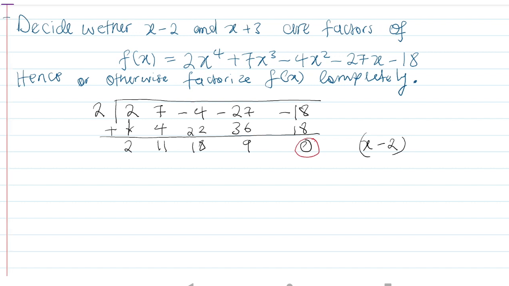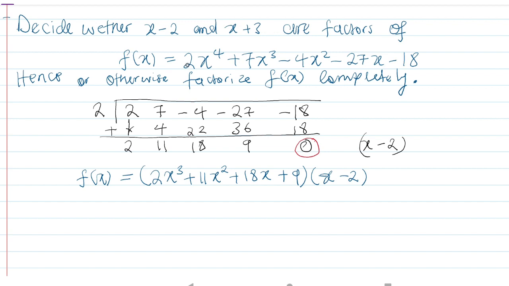Okay? Next, we are going to write the given polynomial in factor form. So we have f of x now is equal to, so this was to the power 4, we are going to reduce it by 1. So this is 2x power 3 plus 11x power 2 plus 18x plus 9. Then we are going to multiply it by x minus 2. Okay. Now we want to see if x plus 3 is a factor.